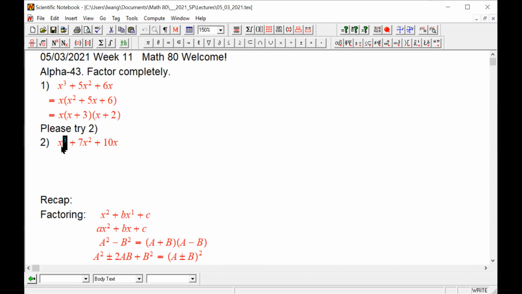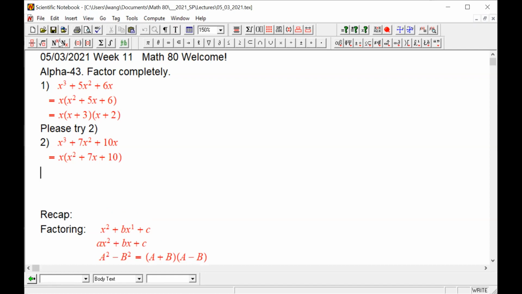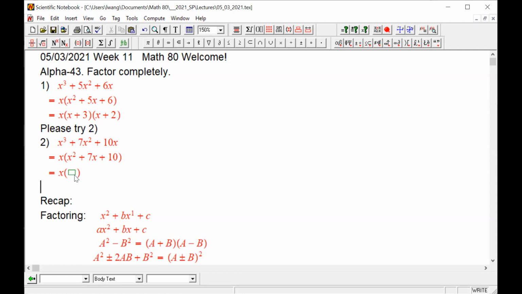So x raised to the power 3. Can you guys factor that? It would be similar. I'm sure you can do it. It's x squared plus 7x plus 10 inside, and that equals x times, using the factoring trinomial technique, which is one of those we have done, so we just go straight to it: x times x plus 5 times x plus 2. Done. That's called completely factored.